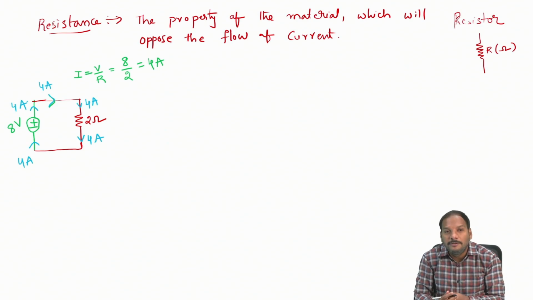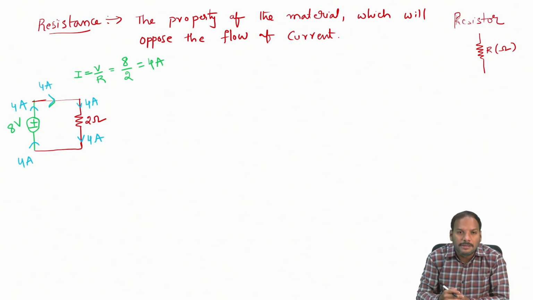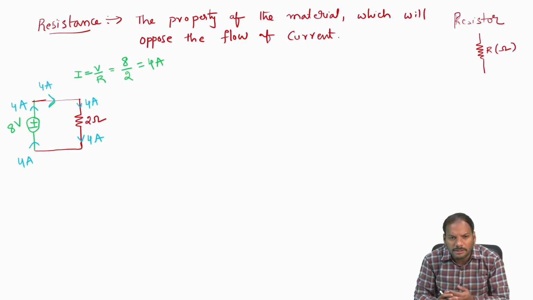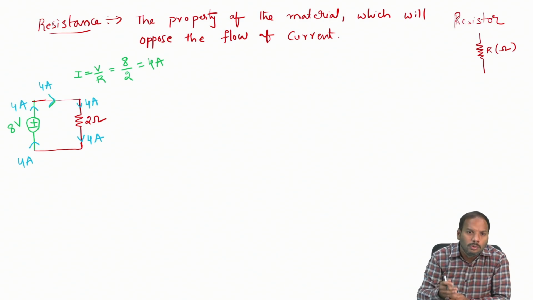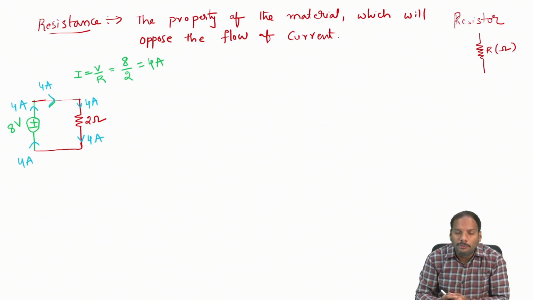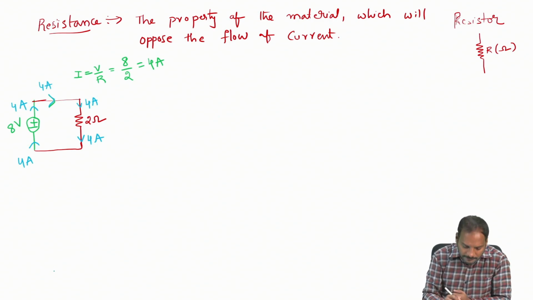So unfortunately, the definition I told you is violated by this practical example. Yes or no? I said it opposes the flow of current, but in a simple loop, the resistor is not opposing the flow of current. The same amount of current, 4 amperes, is running throughout the loop. So with this example, I cannot justify the definition. I'll take one more example for better understanding of this definition.